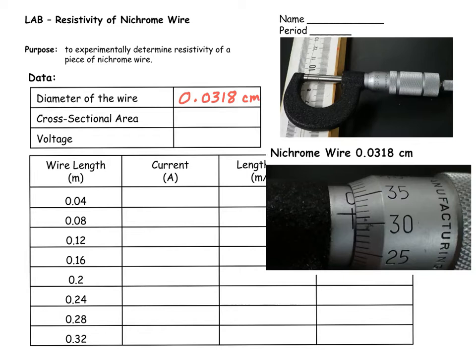We may have to convert that to meters when we calculate the cross-sectional area if we want our area to come out in meters squared. I'll leave that for you to figure out. The cross-sectional area is going to be the area of a circle because the wire is tubular. So pi r squared is the area of a circle, so take that into account when figuring out the cross-sectional area.